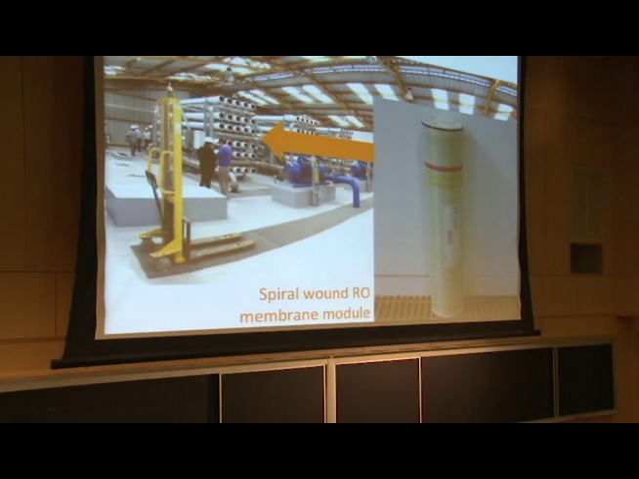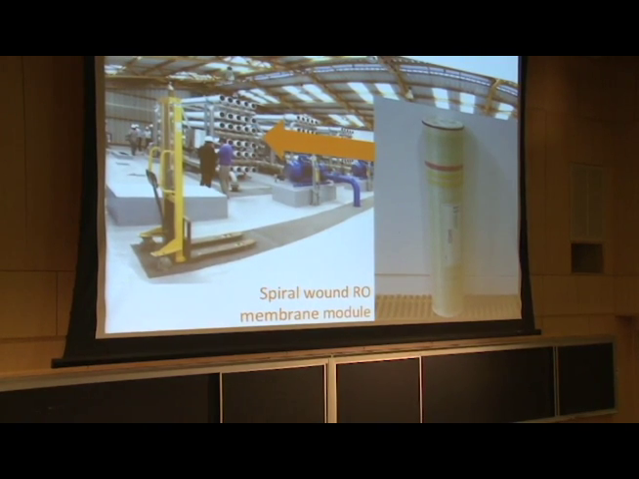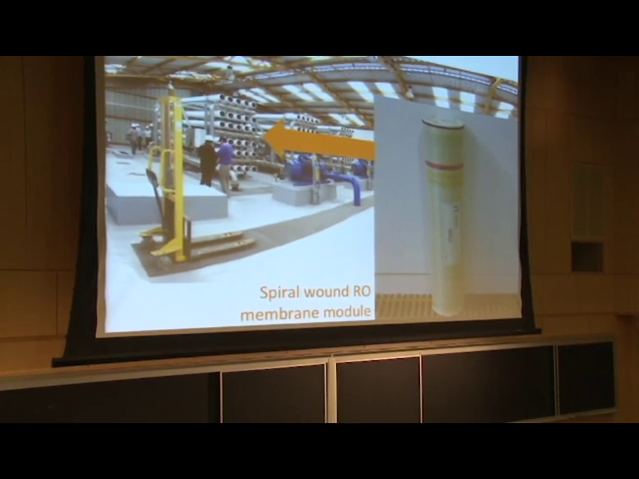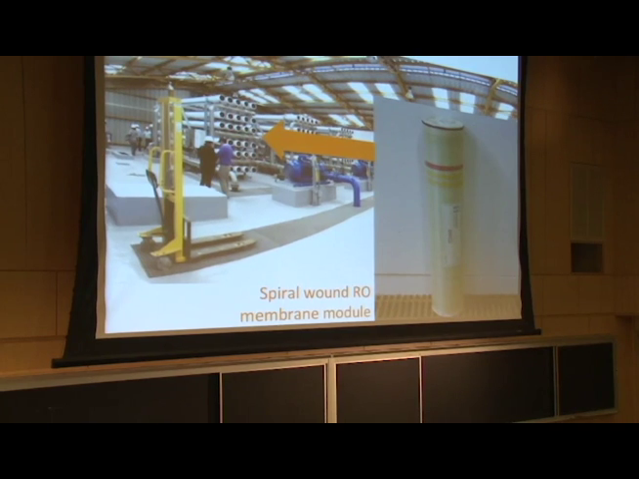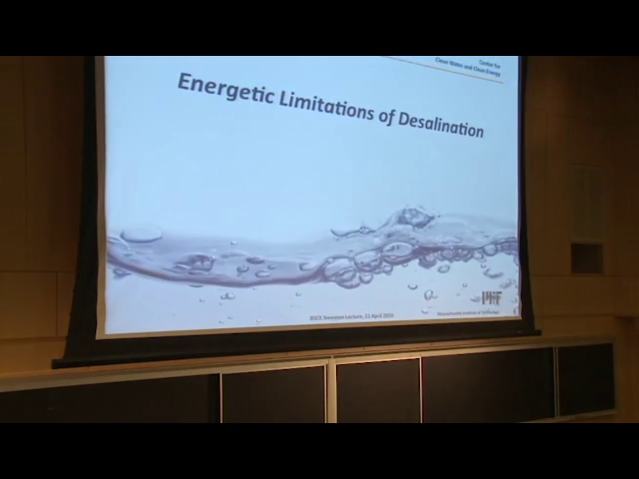The membranes themselves are spiral wound in modules like the one I'm showing here. This has a dimension of 1 meter length and 20 centimeters diameter. And I'll show you the flow path through this in a few minutes, but that's how the membranes are packaged. One module like this contains approximately 40 square meters of active membrane surface. So it is a very compact device in that sense.